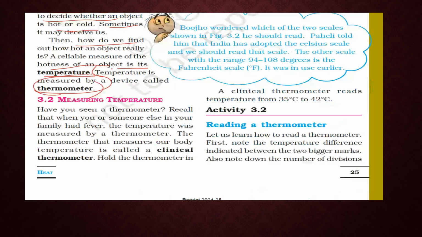Now, how do we measure temperature? We will now move on to measuring temperature. We'll discuss two types of thermometers. One is the clinical thermometer, and the other is the laboratory thermometer. So let us move on to the clinical thermometer first.